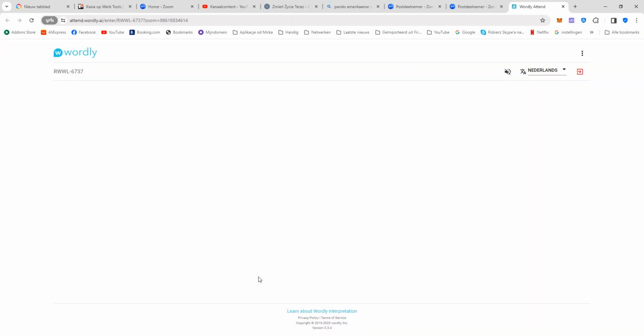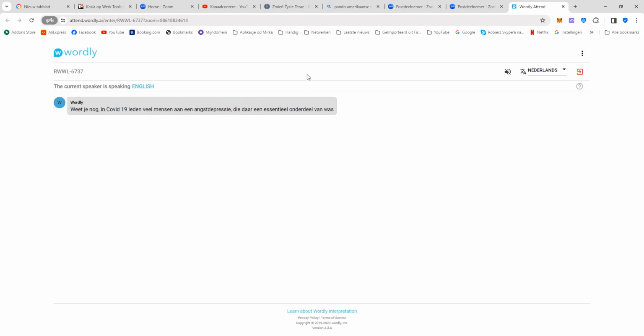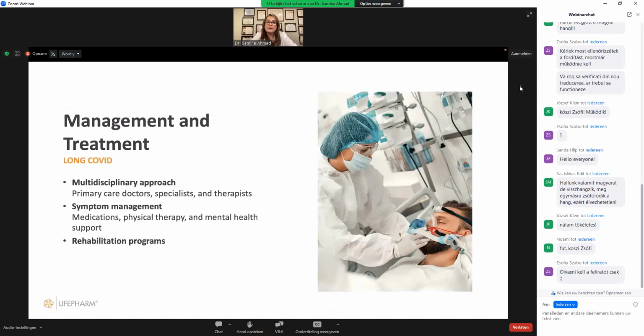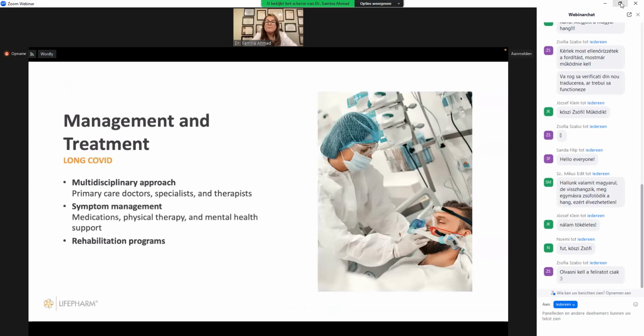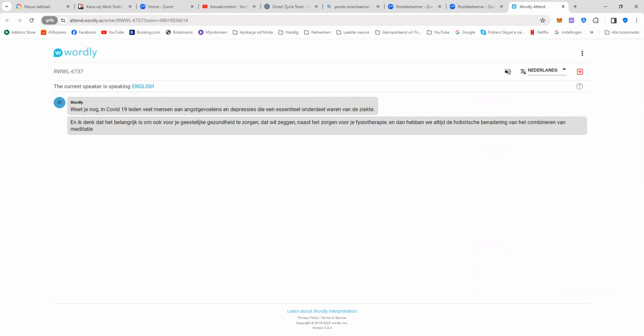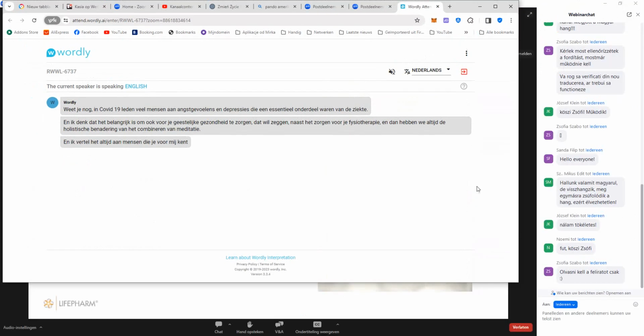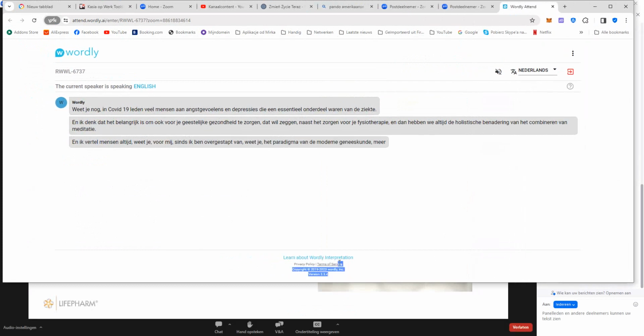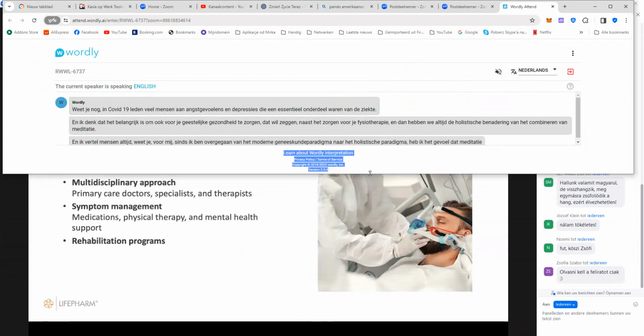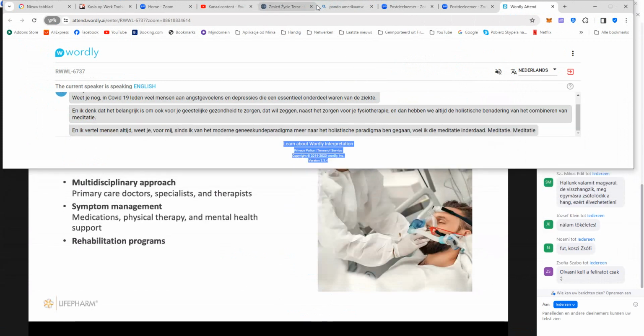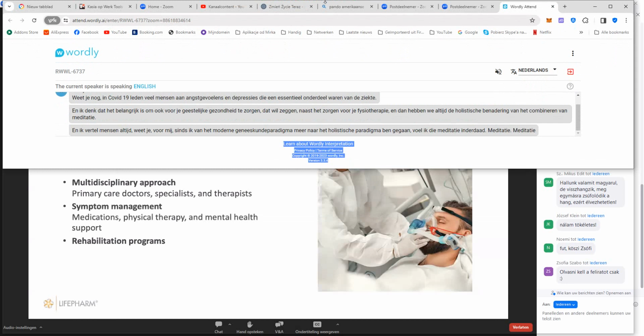Now, you remember in COVID-19, a lot of people suffered from anxiety, depression. That was part and parcel of the disease. And I think it's important to also take care of your mental health, besides taking care of your physical therapy. And then we always have the holistic approach of combining meditation. And I always tell people, since I've moved from the modern medicine paradigm more towards the holistic paradigm, I do feel that meditation is the key as compared to medication.